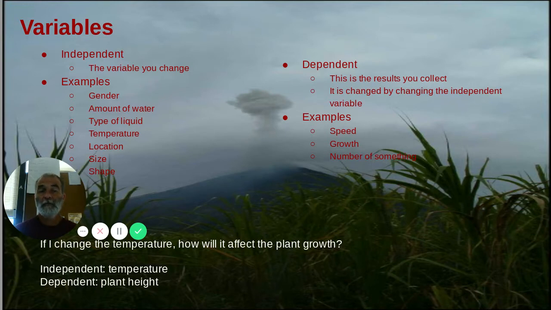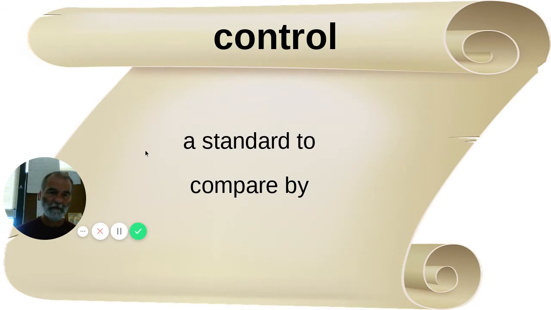The dependent variables are the things then that you're measuring based on those variables. So it might be like the speed of something, the amount of growth, the number of something. So if you look at the example right below, if I change the temperature, how will it affect plant growth? The independent variable is the temperature, and the dependent variable is the height of the plant. So hopefully that helps to determine the difference between dependent and independent variables.